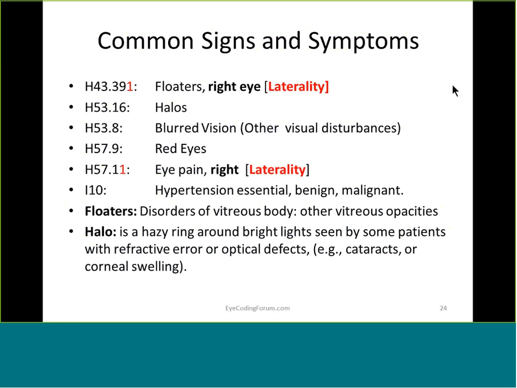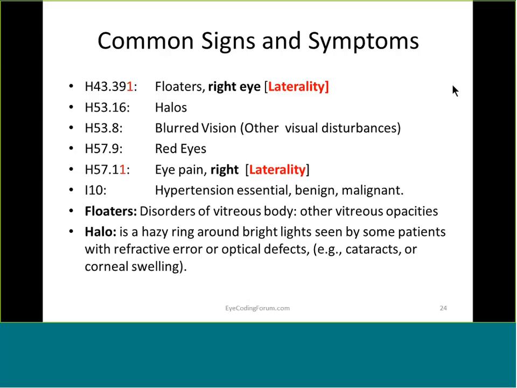Now, in this section, what we're going to discuss are other codes that you might report when a patient presents and they may have a refraction problem, or no medical diagnosis or no refraction codes, and you're simply going to report signs and symptoms. Now, the first one is common. It's called floaters. This code has laterality, and I've listed the right eye. It's H43.391. The second very common code is halos, and that's H53.16.